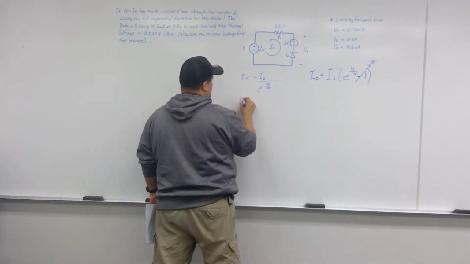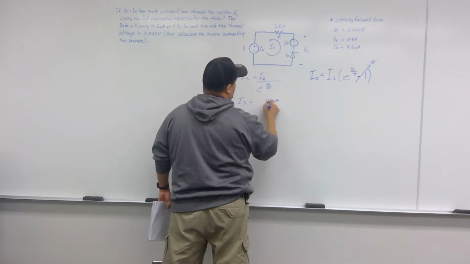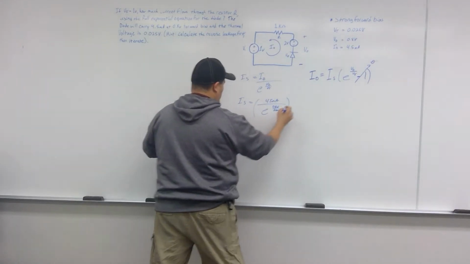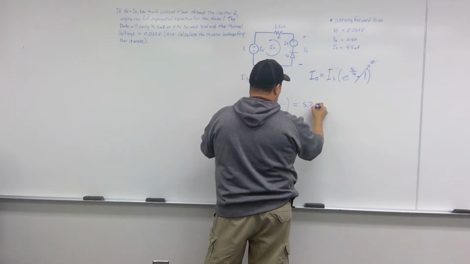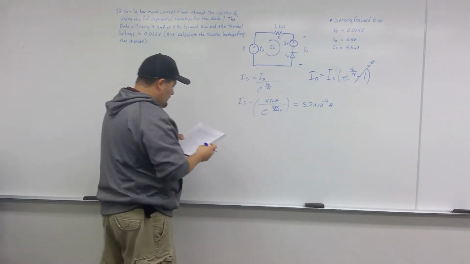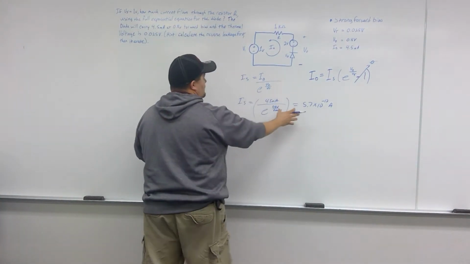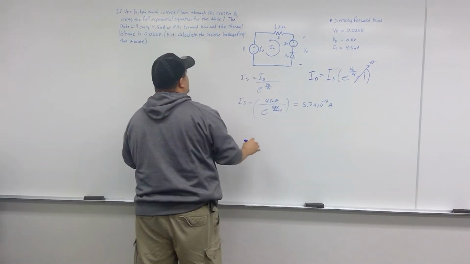So now we plug in our numbers. Our ID is 4.5 milliamps over e to the 0.8 volts over 0.025 volts. After calculating that, we get 5.7 times 10 to the negative 17 amps. So now we got IS, and we can put this term back in here so we can solve for the ID in this particular case.